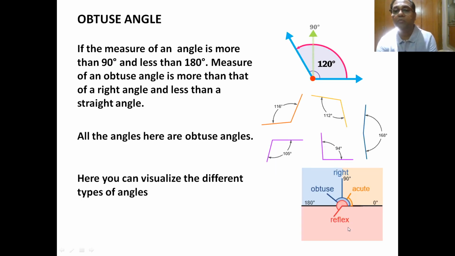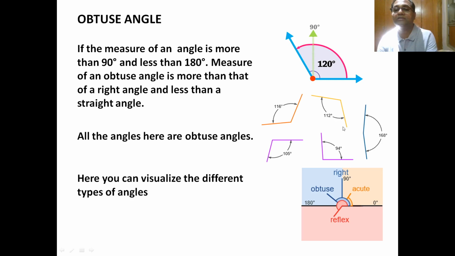Let us know more about the obtuse angle now. Here you can see this is one ray, another ray, two rays forming an angle, and this is the 90 degree line. This angle is more than 90 degrees. So any angle whose measure is more than 90 degrees but less than 180 degrees is called an obtuse angle. Now you can see all these angles are obtuse angles.